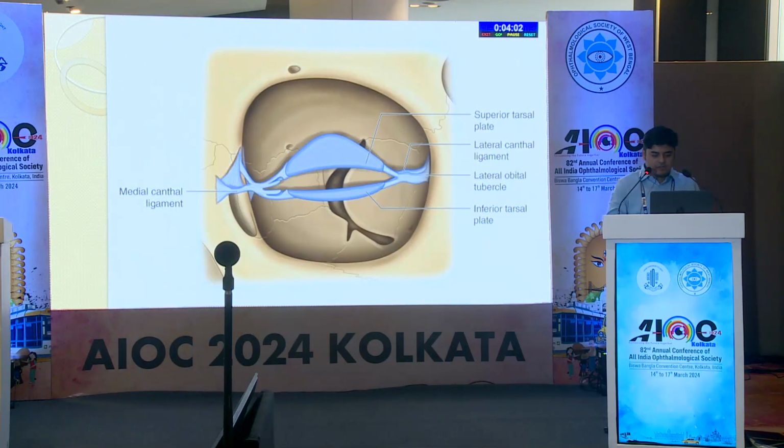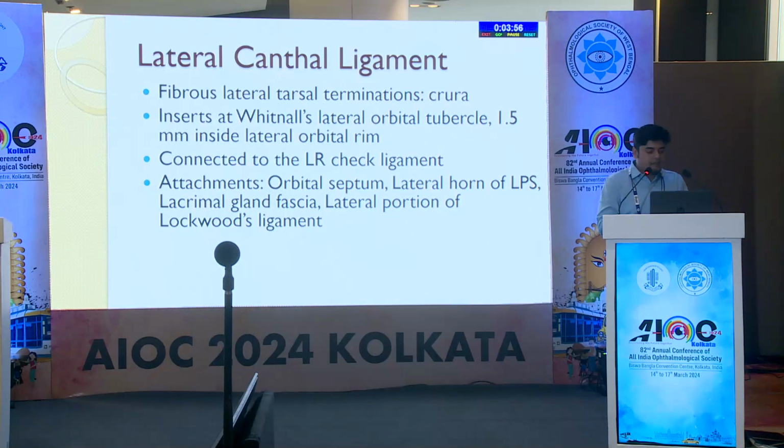Here is a diagram of the medial canthal ligament, the tarsus and the lateral canthal ligament, which forms the eyelid skeleton. And the lateral canthal ligament is the fibrous lateral tarsal terminations. It has two crura and it inserts at the Whitnall's lateral tubercle. It is also connected to the lateral rectus check ligament and is attached to the orbital septum, the lateral horn of the levator, the lacrimal gland fascia, and the Lockwood's ligament.